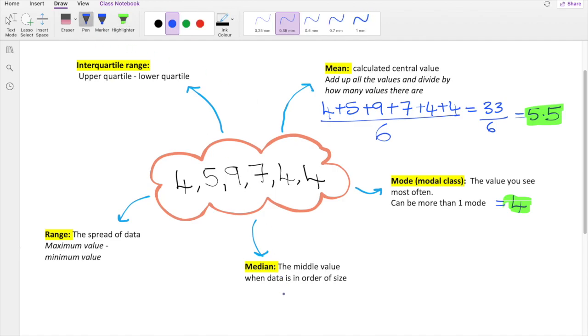Median is the middle value when your data is in order of size. So your first step always has to be to put your data from either smallest to largest or largest to smallest. It doesn't actually matter because your middle value will always be in the middle when it's in order of size. I'm going to place it from smallest to biggest.